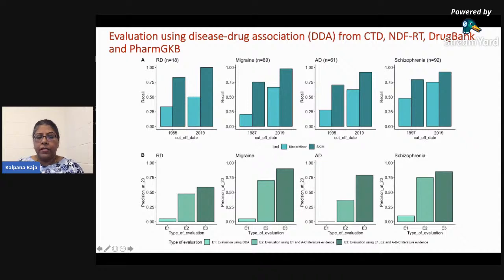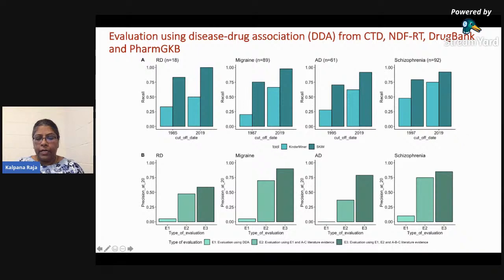So E1 represents precision at 20, based on evaluation using only DDA. So it's very low. Then we took a manual analysis to find whether any information is a top true positive in PubMed. So that improved the precision. This is E2. So in addition to E1 and E2, we also took a manual analysis across the PubMed articles to know whether the finding is a true positive. This is marked as E3. So again, there is an improvement.